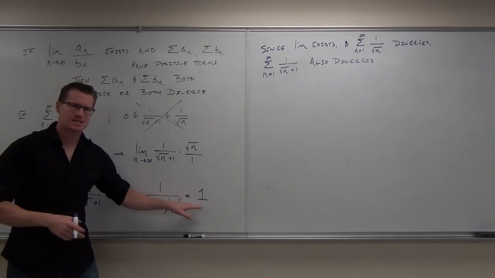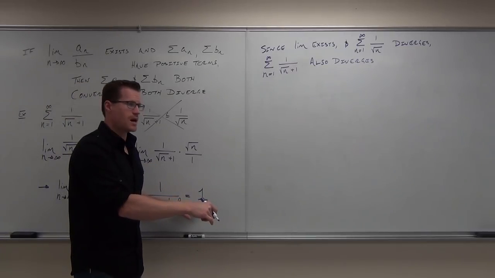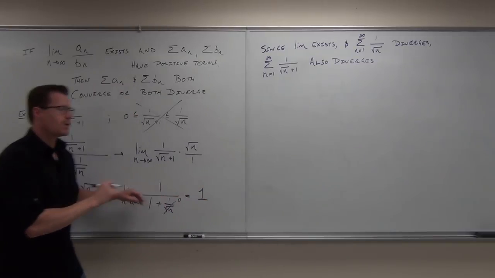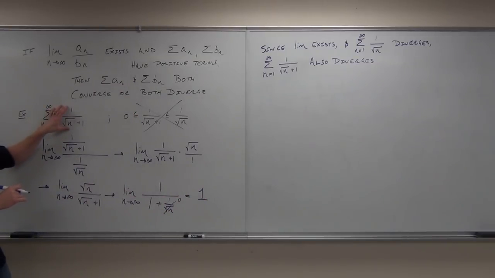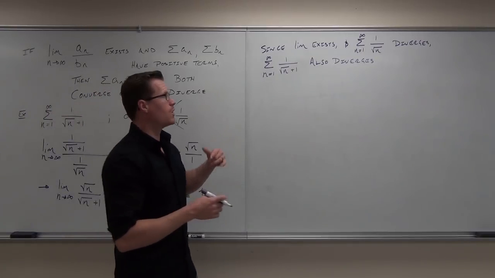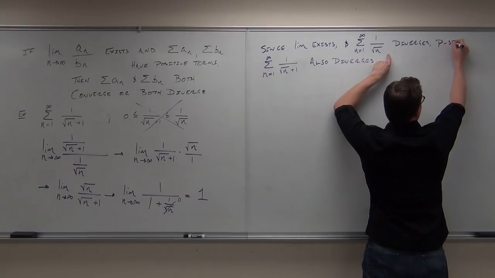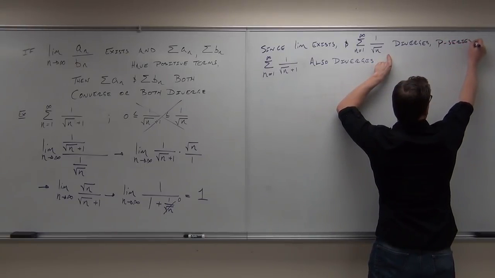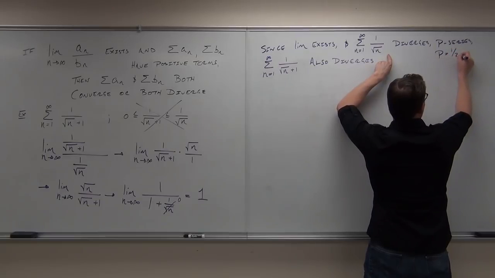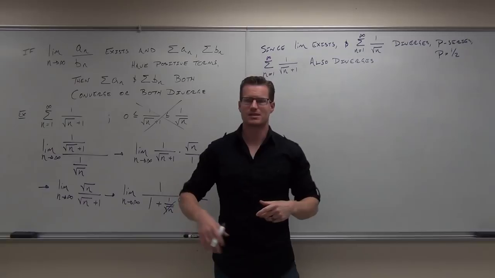A limit existing here for the limit comparison test does not automatically mean convergent. That's not what it means. What it means is that whatever your series is, and whatever series you're basing that on, both converge or they both diverge. If you know one of them diverges because this is a P series with P equals 1/2, then you know this one also diverges because that limit existed of that ratio.